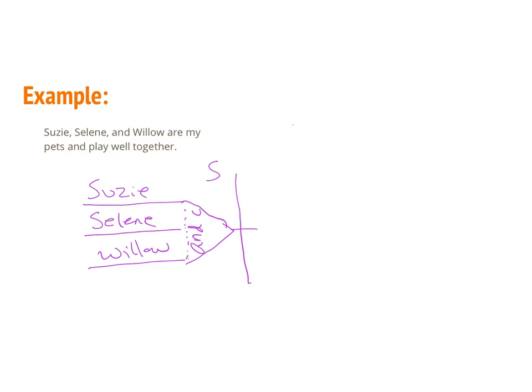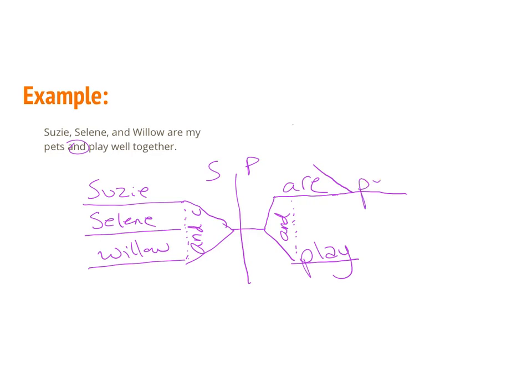They are my pets and play well together. So it looks as if I have a compound predicate again. They are my pets, and they play well together. Okay, are, I see the word and there, so that must mean that they're connected. They are. Now, are, I recognize that as being a linking verb. What are they? They are my pets. So pets is going to be a predicate noun. Okay, so pets, predicate noun.